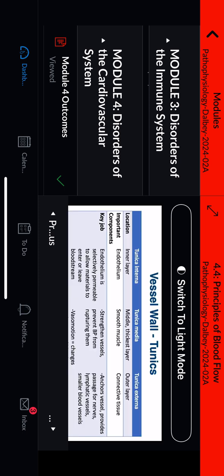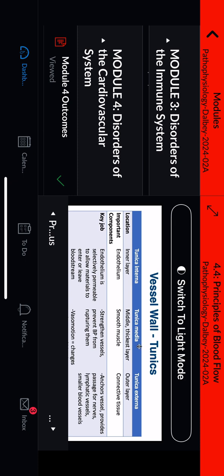We can add some other information to the tunics. So if we take a look at this chart, we can see our tunica intima. The important component here are our endothelial cells, or the endothelium. What's important is it's selectively permeable, and that allows materials to enter or leave the bloodstream. When we get there, you'll see that your capillaries are a single endothelial cell, and that allows for easy gas exchange.